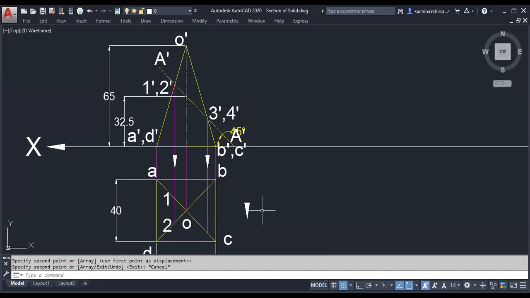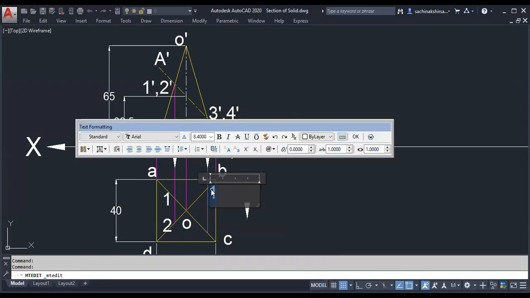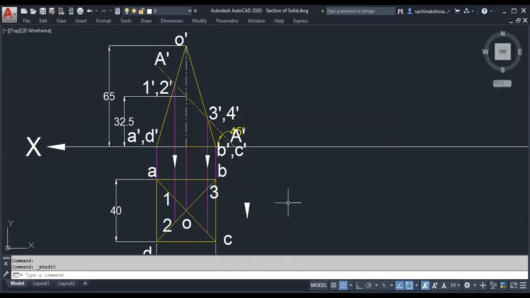So which will be that point? O to B. Let us give the name 3. And below it, what will be that name? 4. So this will be 4.